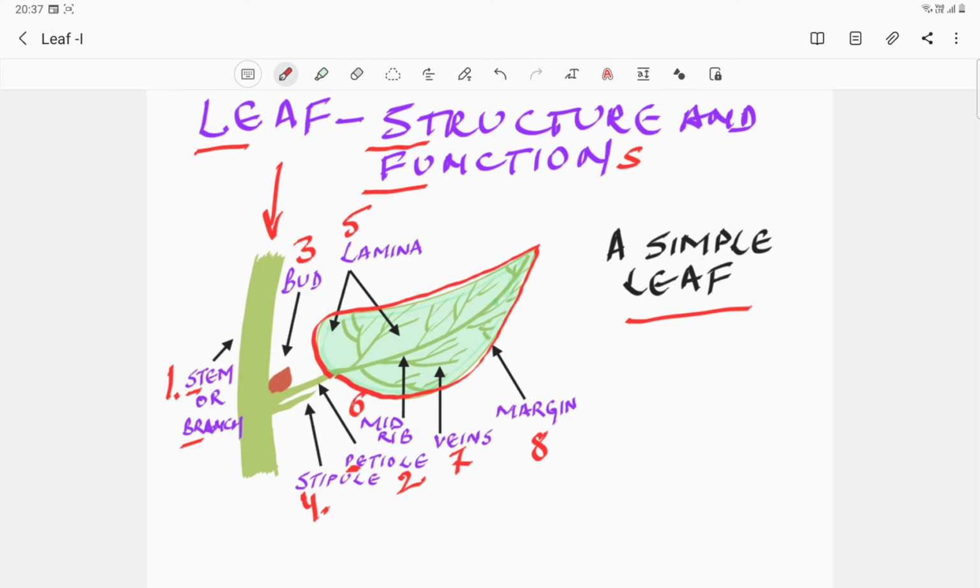There are two very important parts that you must always pay attention to when you're looking at a leaf. Always look at this area and see that you should be able to find a bud, and you should be able to find one or two small leaf-like structures which are called stipules. With this, we have come to the end of the structure of a simple leaf.